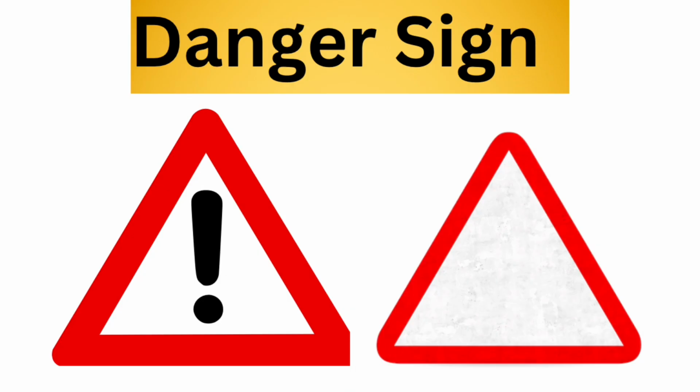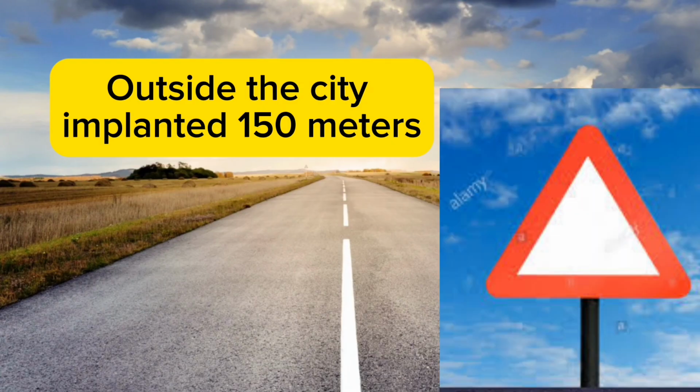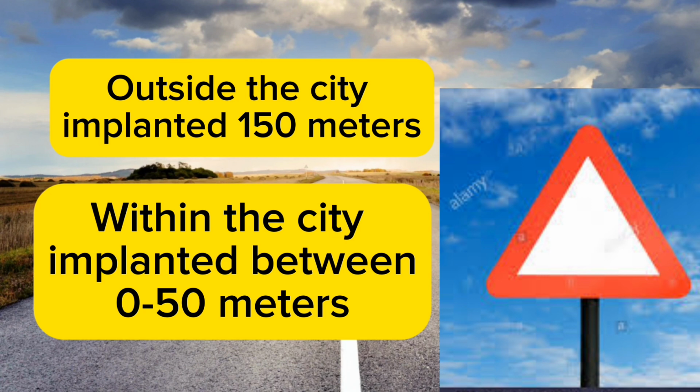Let's begin with danger signs. Danger signs are all triangular in shape. Their purpose is to draw our attention to places where we have to be extra vigilant because of the presence of dangerous obstacles. Outside the city, they are implanted about 150 meters before the reported danger. Within the city, they are located between 0 and 50 meters before the reported danger.